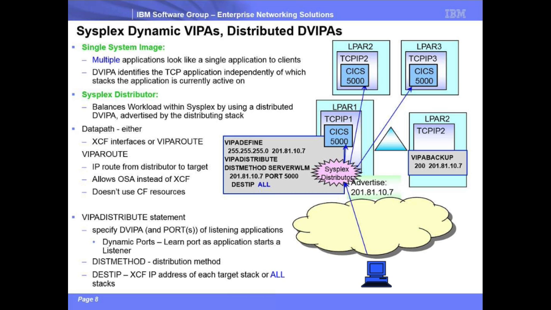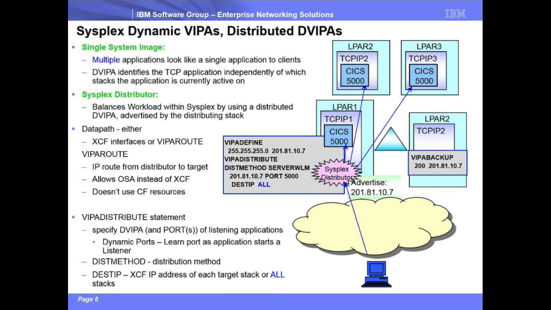If VIPAROUTE is configured, it basically says that although the packet is going into the Sysplex Distributor on TCP/IP1, as the connection is routed to, say, LPAR2 on TCP/IP2, it would just use an IP route that was configured for that purpose. And the IP route can make use of any of our interfaces, including OSA, allowing a very efficient way to move the data from the Sysplex Distributor stack to the backup stack.